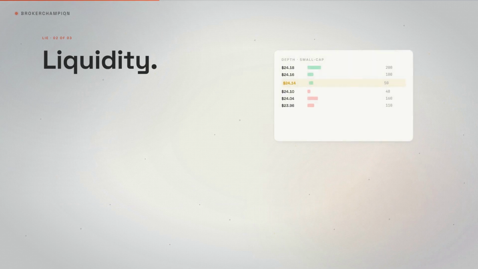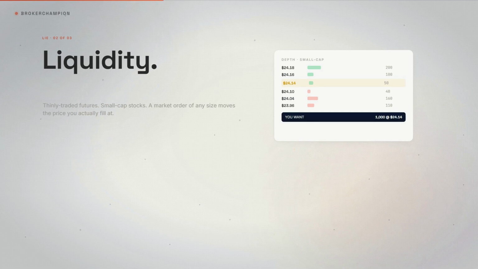Lie 2. Liquidity. A simulator assumes the size you wanted is available at the price you wanted. On thinly traded futures or small cap stocks, a market order of any size moves the price you actually fill at. The paper account quietly ignores this.